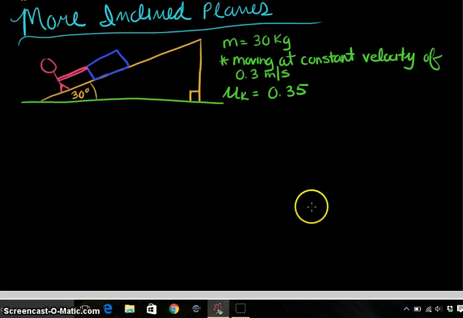All right, ready for another example. In this example, we have an inclined plane, and we have a man here pushing this crate up the inclined plane. And it says that he's moving at a constant velocity of 0.3 meters per second. The coefficient of kinetic friction is given, and we know the mass of the box.